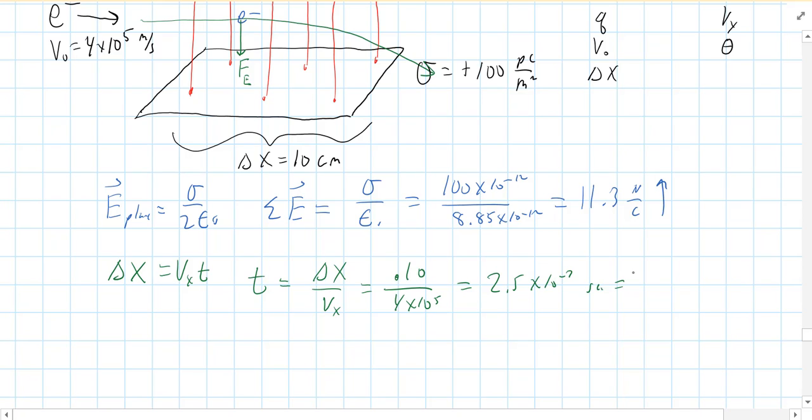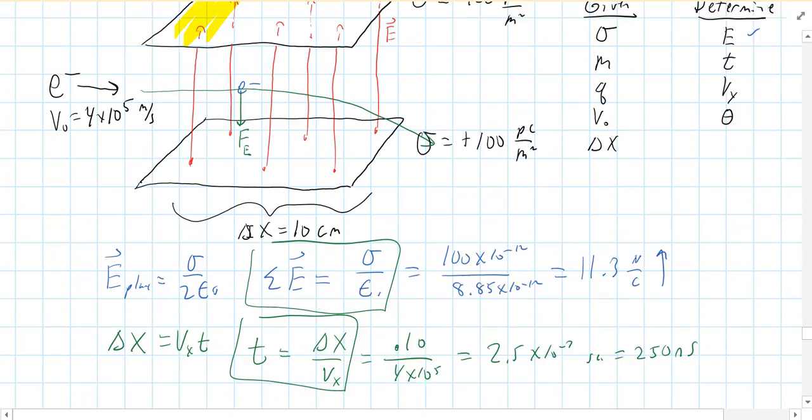Or if you're really cool, it would be 250 nanoseconds. But you would only write that if you are really cool, okay? It's 250 nano. Nano is negative 9. All right, so here's our first answer for the net electric field. Here's our time in terms of the givens.